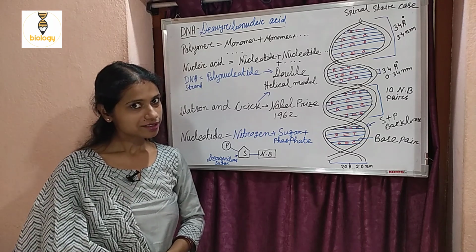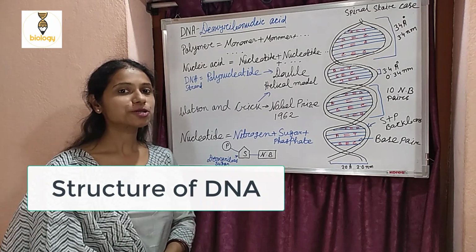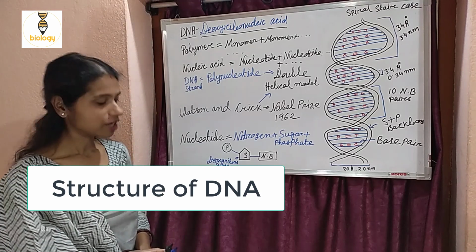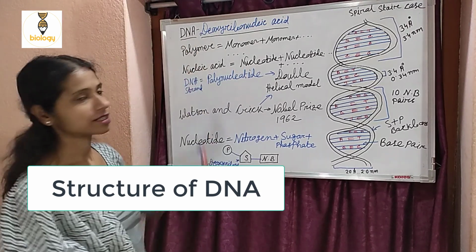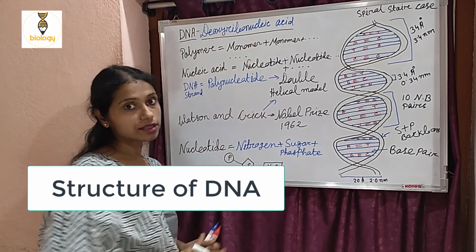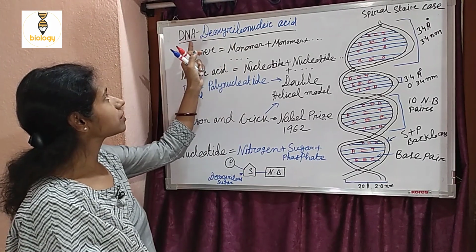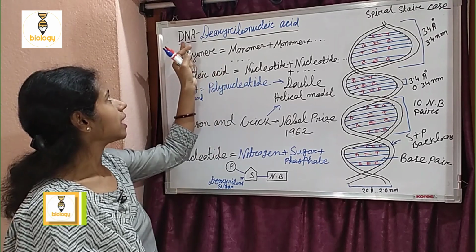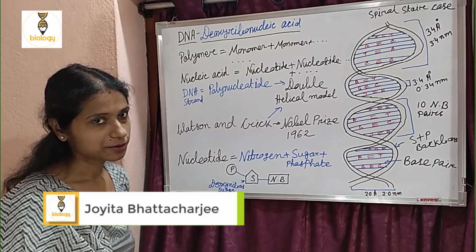As I promised, I am here with the structure of DNA. So, at first we will know the full form of DNA. The full form of DNA is deoxyribonucleic acid. D means deoxyribose sugar and NA means nucleic acid.